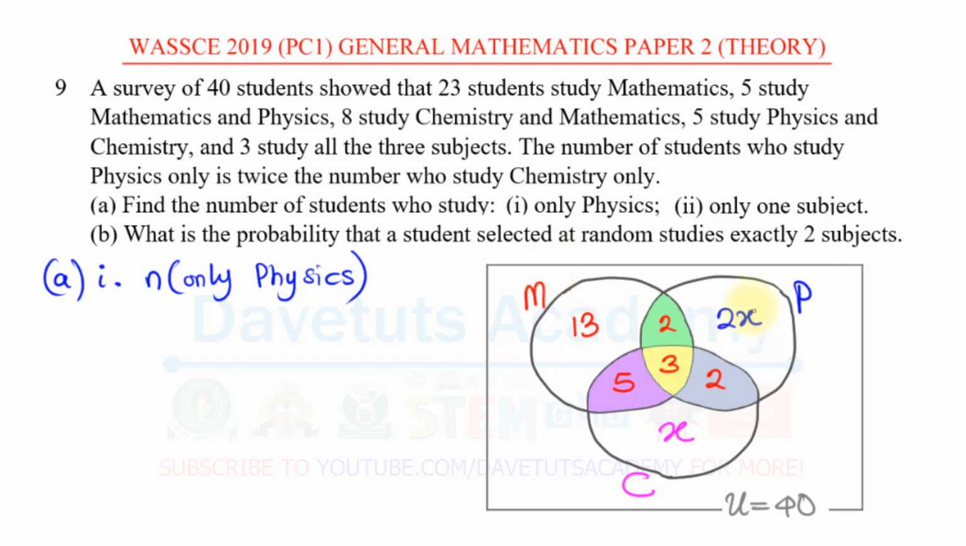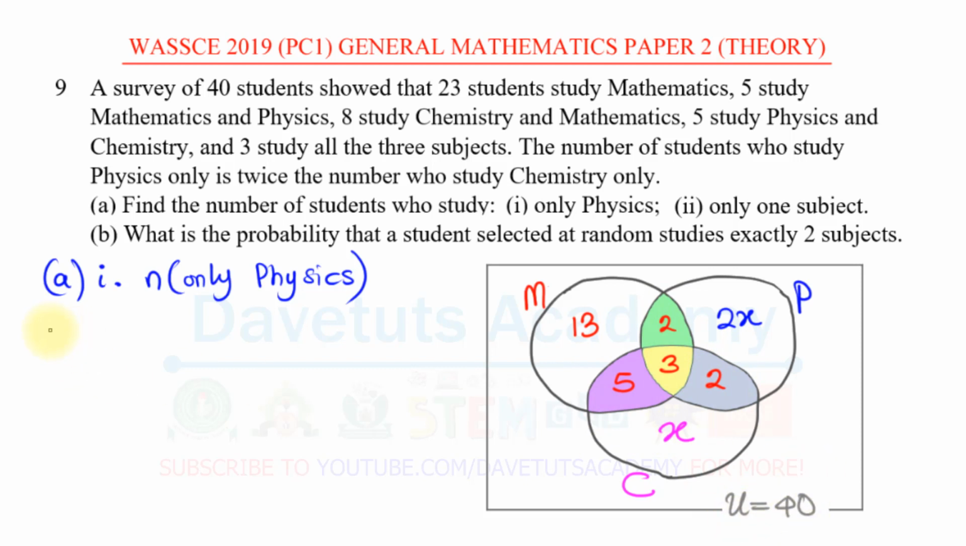And looking at the diagram, that is this 2x. That's the value for those who study only physics. From the information we have gathered, since we have now represented our information in the Venn diagram, we can see that we only have single point entries. We've identified all the overlapping points. And now, if we add all of these entries together, it's going to amount to the universal set, 40.